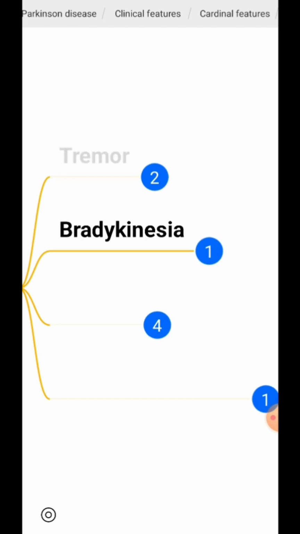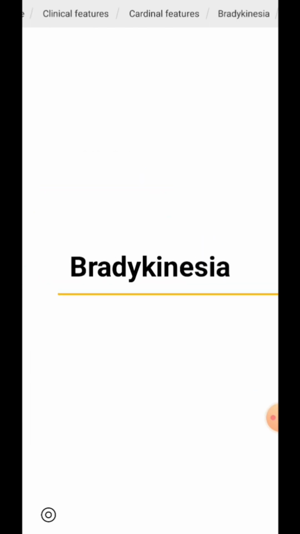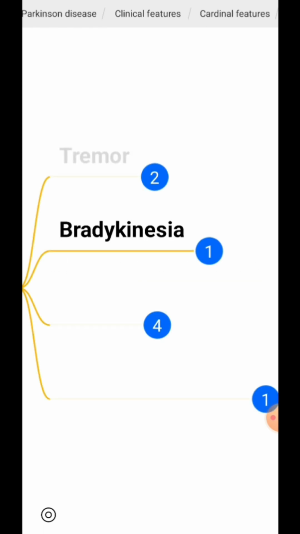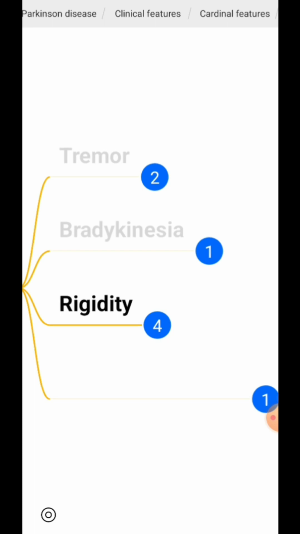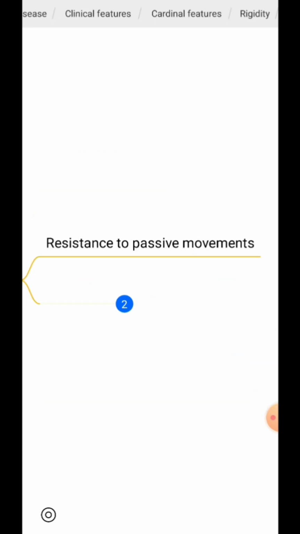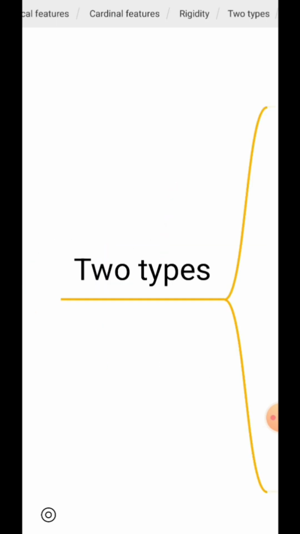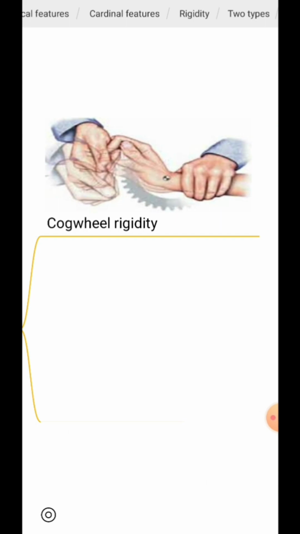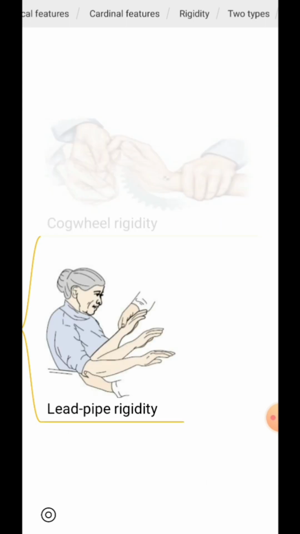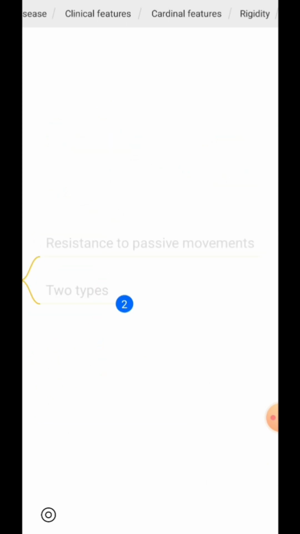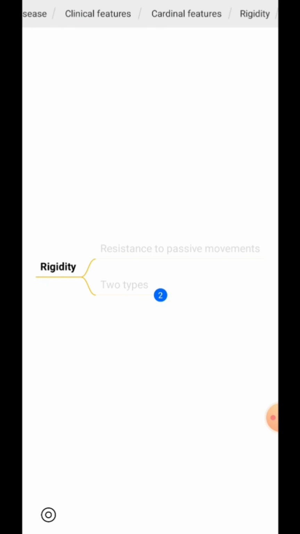Next, bradykinesia is a cardinal feature of Parkinson disease, which means there's slowness of movement. And the third one is rigidity. Rigidity means there is resistance to passive movements. There are 2 types of rigidity which can occur in Parkinson disease. The first one is cogwheel rigidity, and the next one is lead pipe rigidity. Like that, rigidity is a cardinal feature of Parkinson disease.